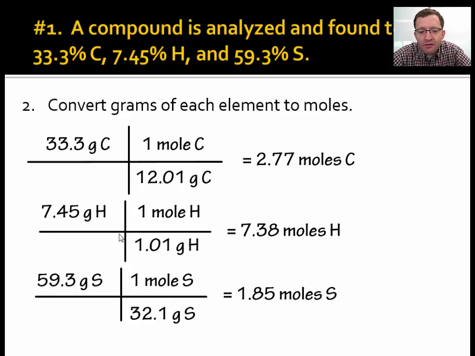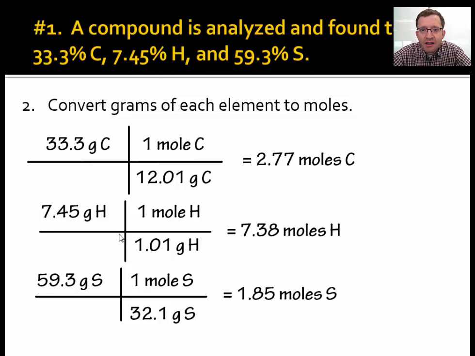So 3 significant figures on all of my masses. I should have 3 significant figures on all of my moles: 2.77, 7.38, 1.85, all 3 significant figures. And be labeling things: moles of carbon, moles of hydrogen, moles of sulfur. All right. So we've made our mole conversions.